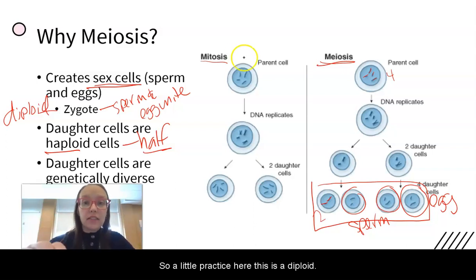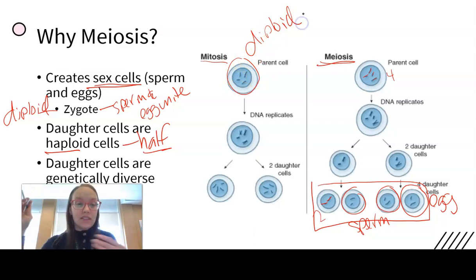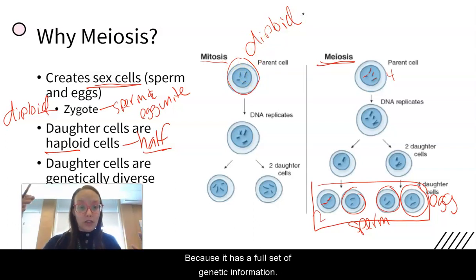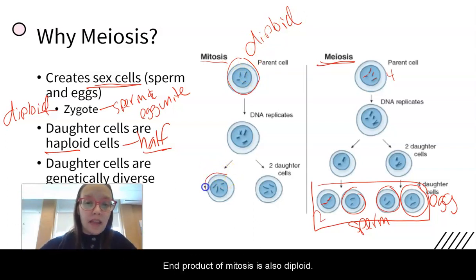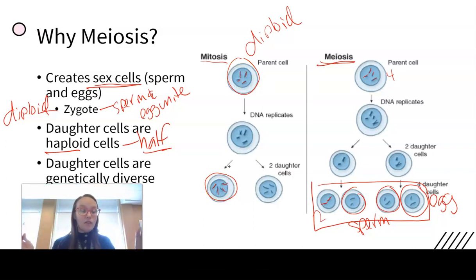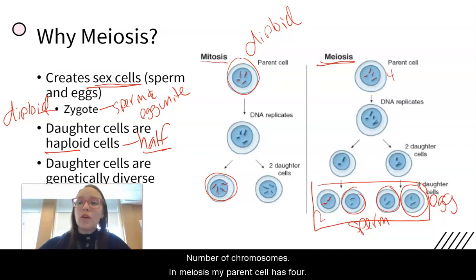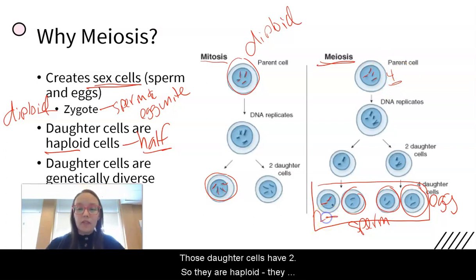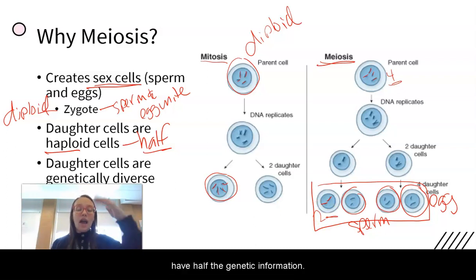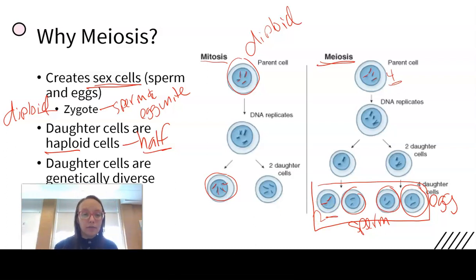So a little practice here. This is a diploid cell because it has a full set of genetic information. This end product of mitosis is also diploid. It has 1, 2, 3, 4. 1, 2, 3, 4. Same number of chromosomes. Whereas in meiosis, my parent cell has 4, and those daughter cells have 2. So they are haploid. They have half the genetic information.